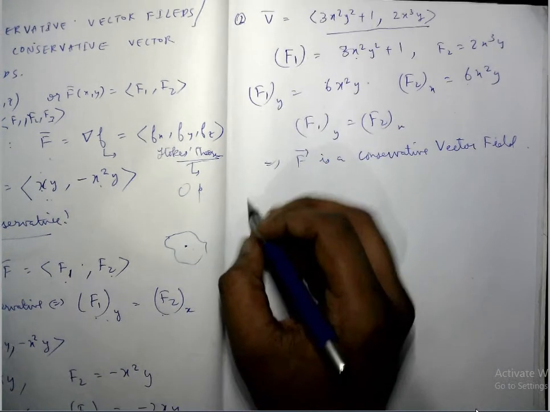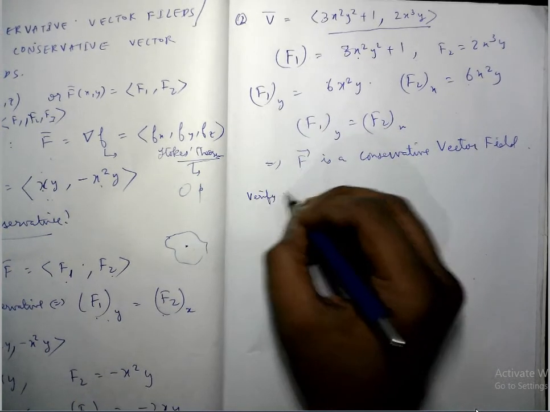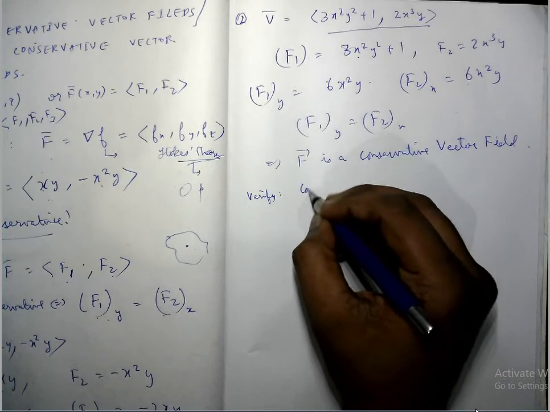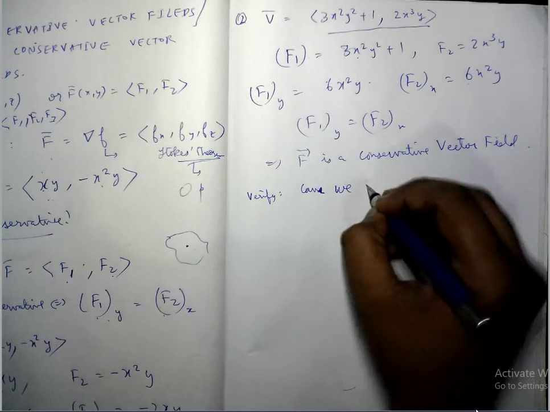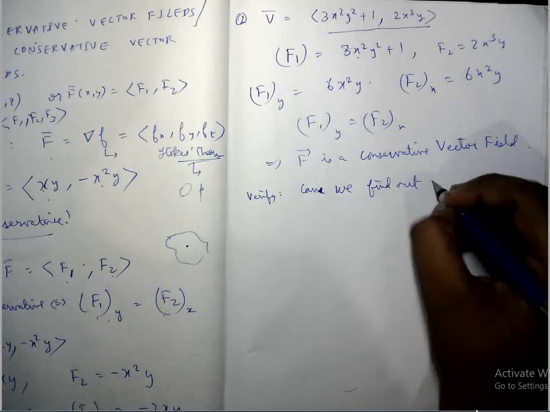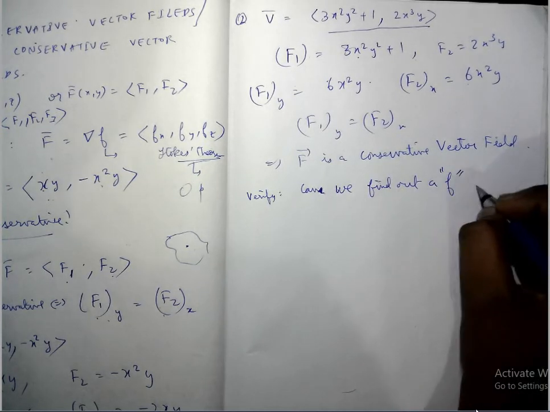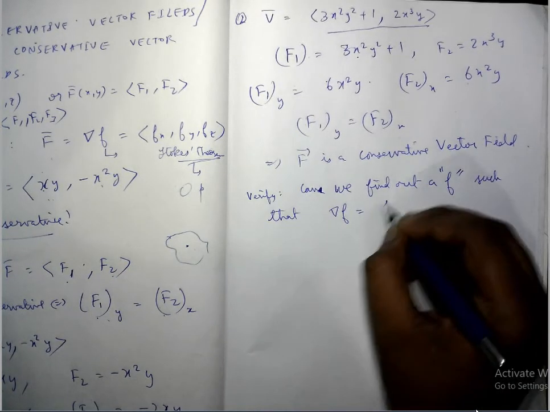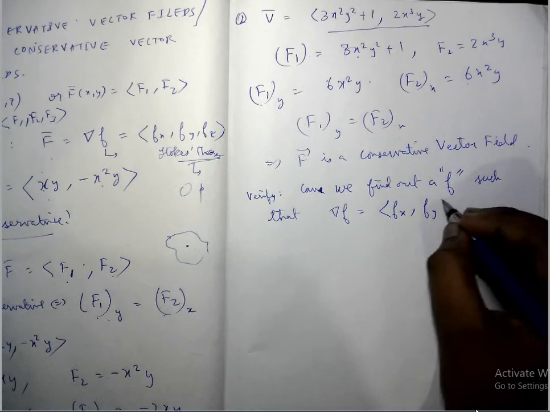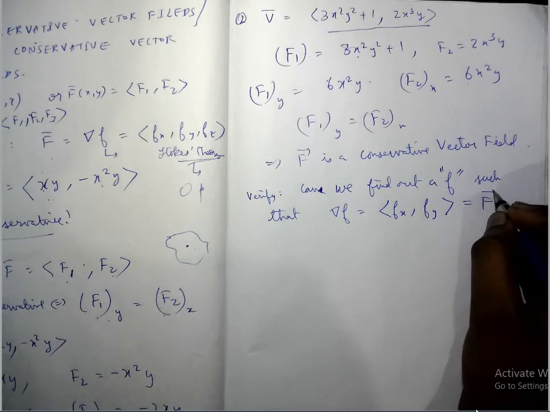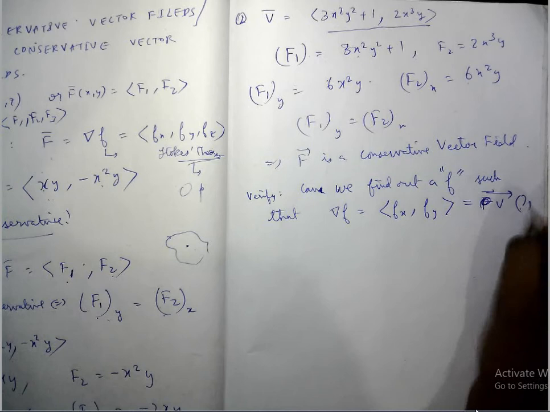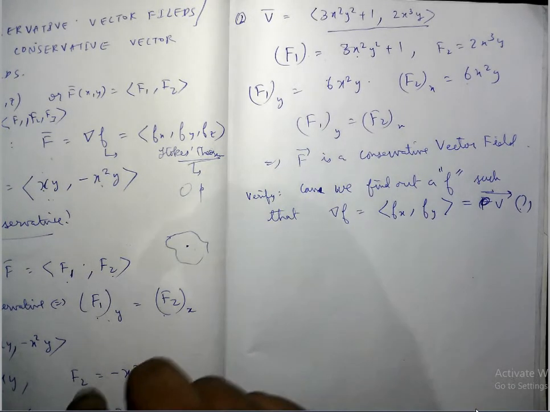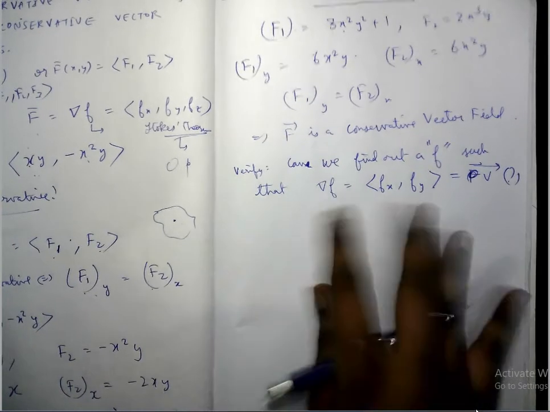Now we have to verify if it is indeed a conservative vector field. That is, can we find a scalar function f such that the gradient of f, which is the partial derivative of f with respect to x and with respect to y, is actually equal to v or not? So we have deduced that it is a conservative vector field. Can we find a function f such that this happens?